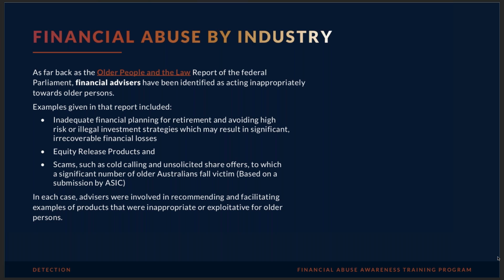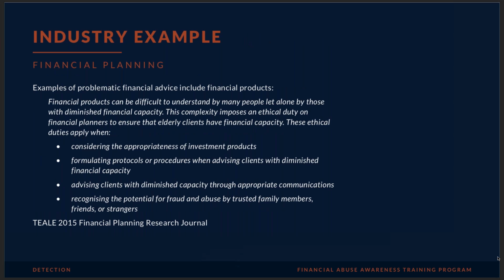And there's a range of products there, including financial planning products, equity release products, and scams such as cold calling. There are industry examples for financial planners where problematic advice arose, including the appropriateness of investment products, protocols and procedures for dealing with clients with diminished financial capacity, advising clients with diminished capacity, and recognising the potential for fraud and abuse by trusted family members, friends or strangers. As you can see, there's a strong commonality between the way in which all of the advisors' cases have raised red flags for financial abuse.